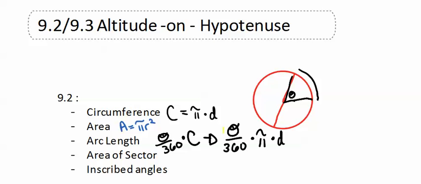Now, the angle over 360 is just basically a fraction of the circle, and therefore a fraction of the circumference.